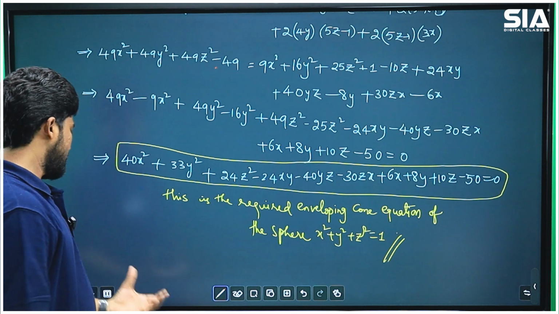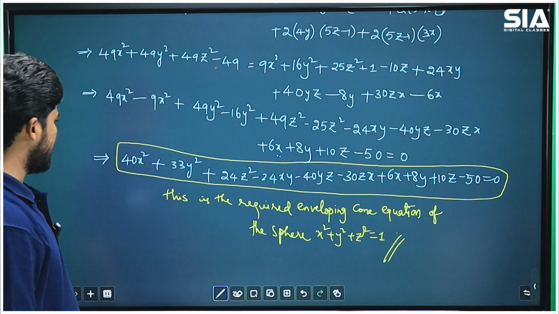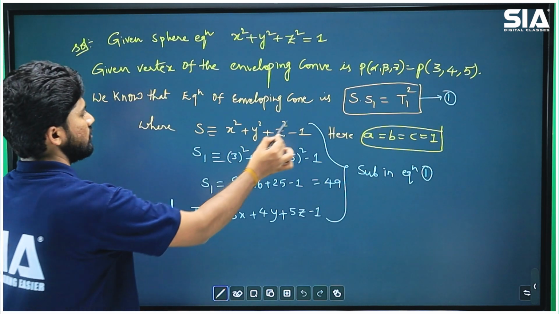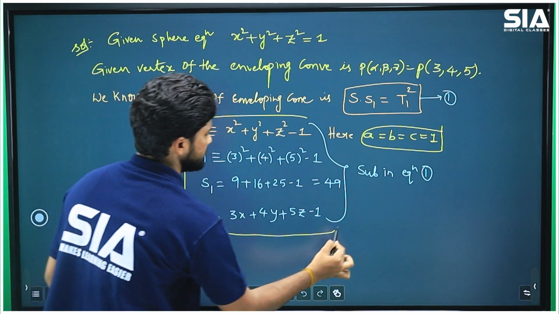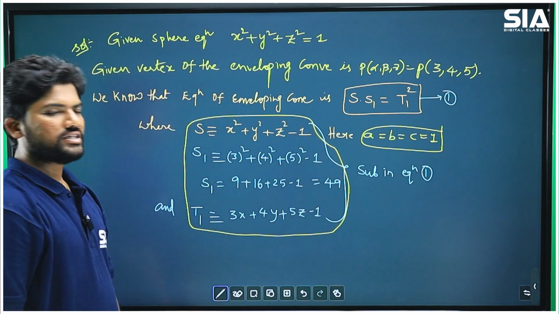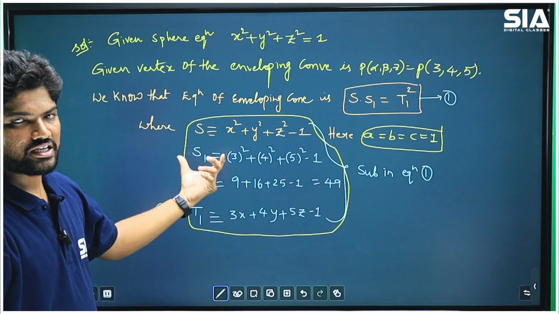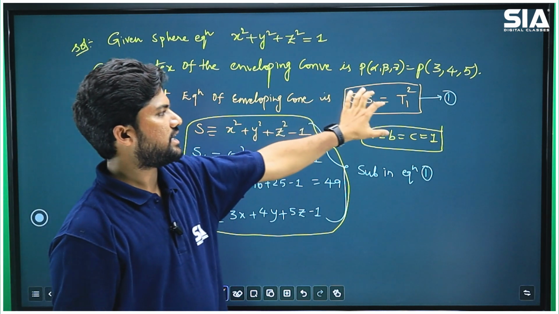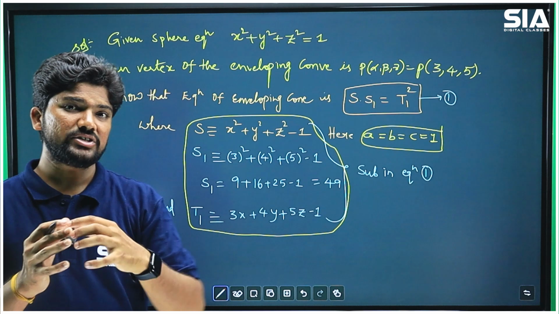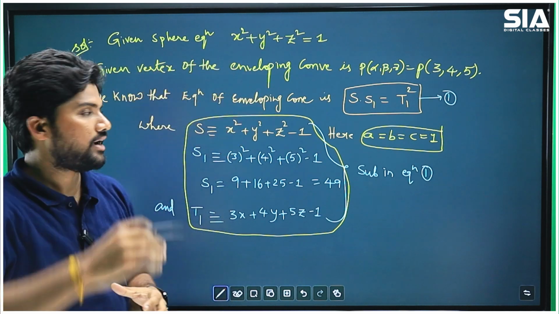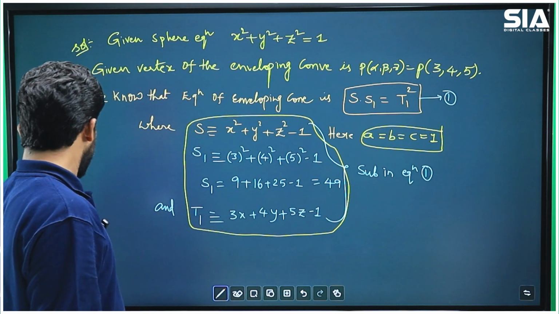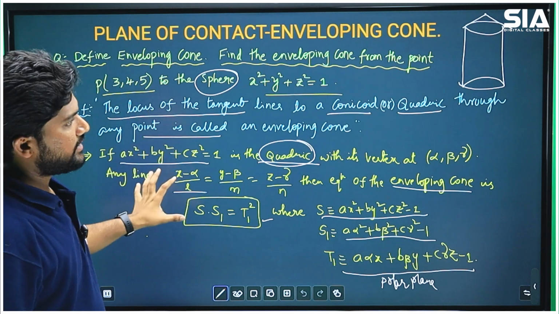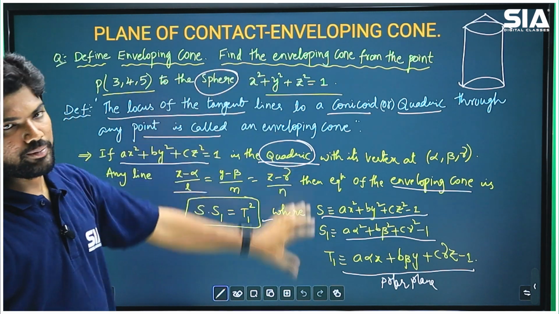Okay, so the thing about this problem is, if you perfectly write these terms, then you can easily solve the problem. What is S, what is S suffix 1, what is T suffix 1, take these 3 values, substitute them in the equation and simplify carefully, then you will get the final solution. Okay, so this is the total explanation regarding the enveloping cone.